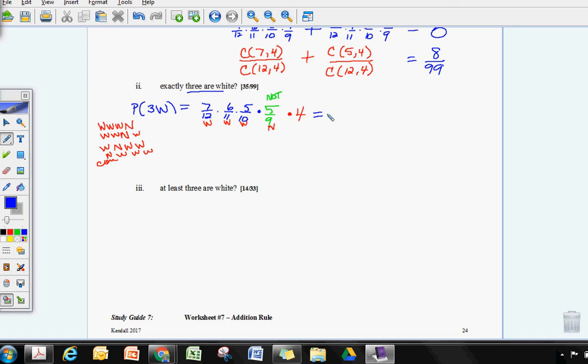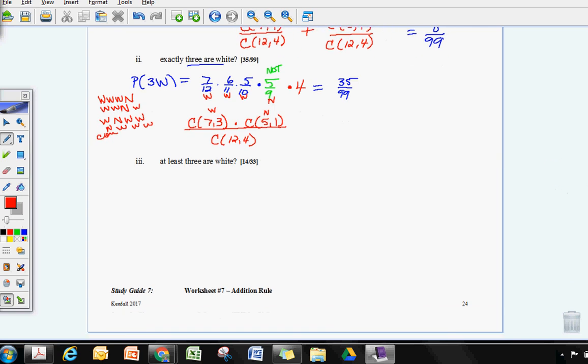Okay, so if I were to do that on my calculator, it would give me 35 out of 99. If you like to do it the combination way, I could have the combination 7 choose 3. That's dealing with the white, times the combination 5 choose 1. This is dealing with the not white, and it's all being divided by the combination 12 choose 4. So that's how I would look at it the other way.